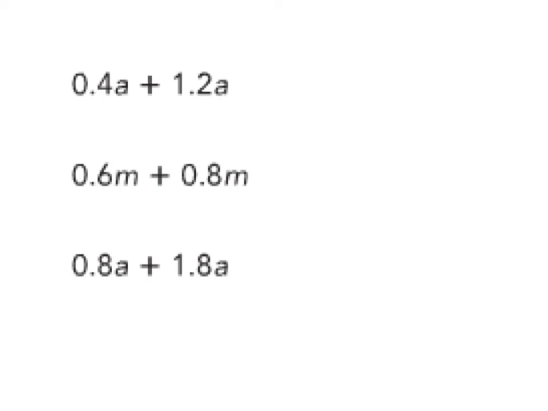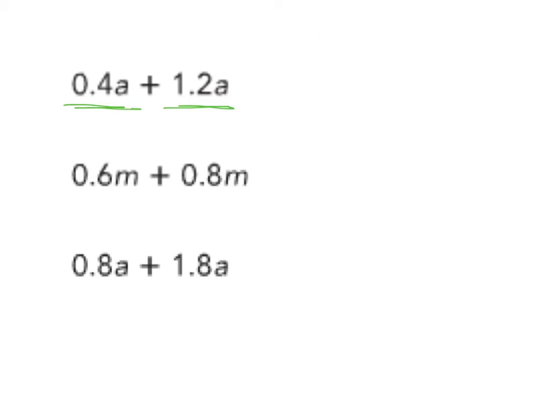Alright guys, so we are adding terms here. So if we look at these three problems here, we have 0.4a plus 1.2a. The important thing is both of them contain the same letter. So since the letters are the same, we're going to add together their numbers in front, which are called coefficients. So all this is 0.4 plus 1.2.